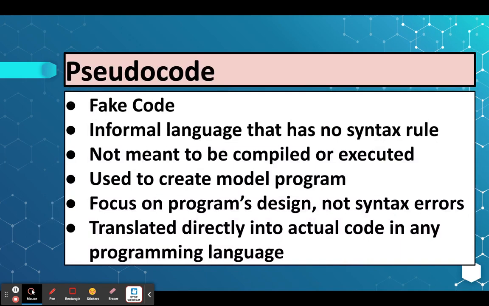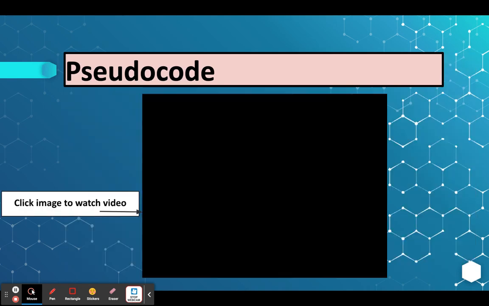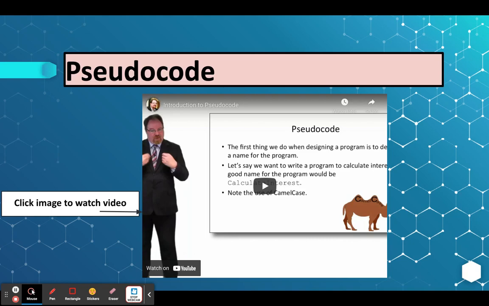Okay, so then there's something called pseudocode, which is fake code. It is informal language that has no syntax rules, is not meant to be compiled or executed, and is used to create just a model program. So you focus on the program's design, not the errors, and it's translated directly into actual code in the programming language. All right, so that is also part of the actual cycle. This video does a great way of introducing it to you and putting it in vocabulary that is easily understandable.